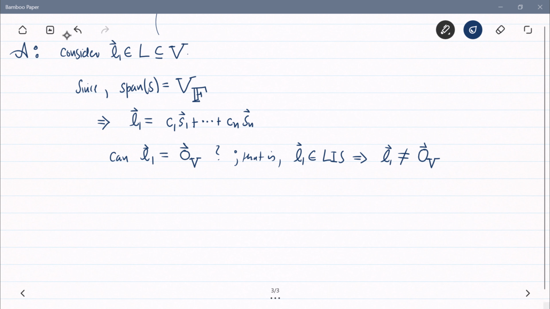Well, what is a consequence of this? This implies that there exists at least one C sub j, where j belongs to the natural numbers from 1 to n, such that C sub j is not equal to 0 of the field.